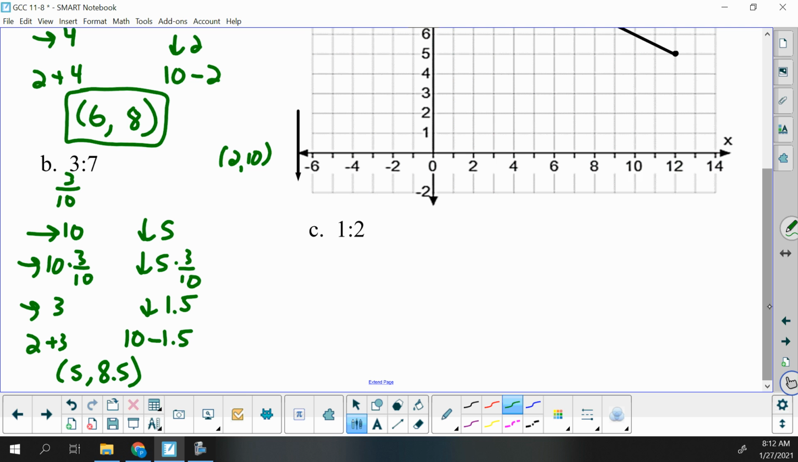So this next one, we're still going to work with that same original point (2, 10), but now we're doing one part out of 3 total parts, because it's a 1-to-2 ratio. This is going to be the most challenging one we've done so far. We're still moving right 10, down 5. We'll multiply those each by a third.